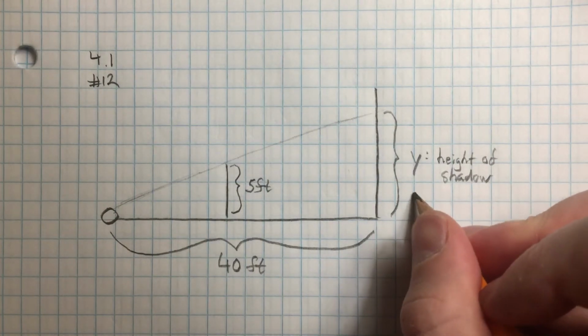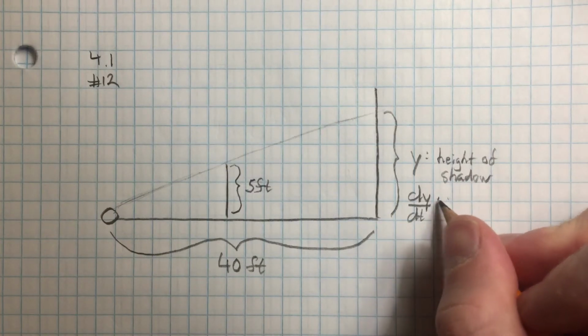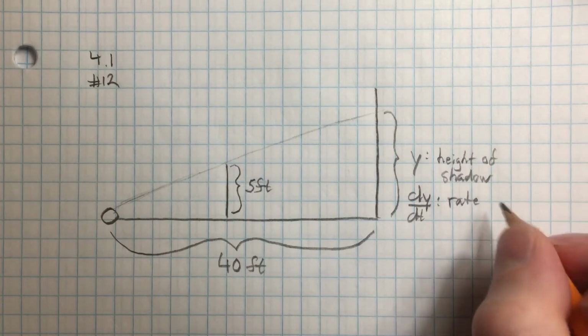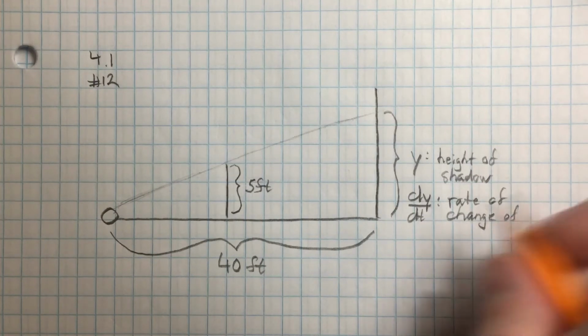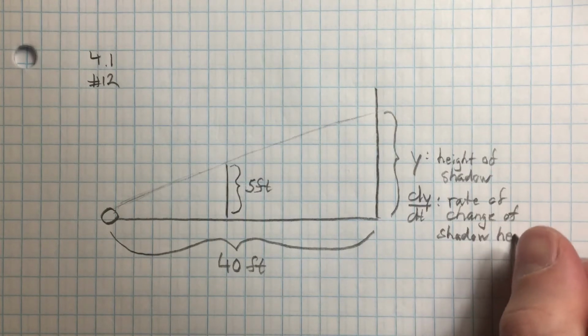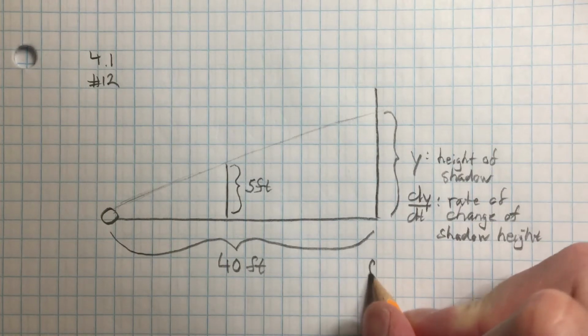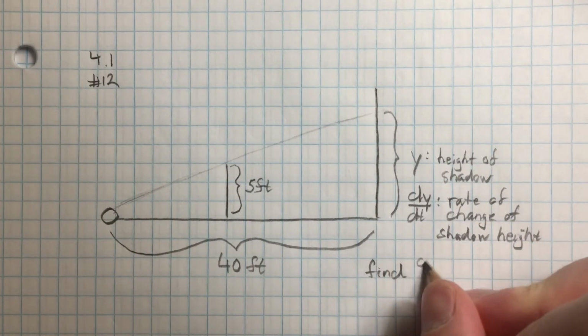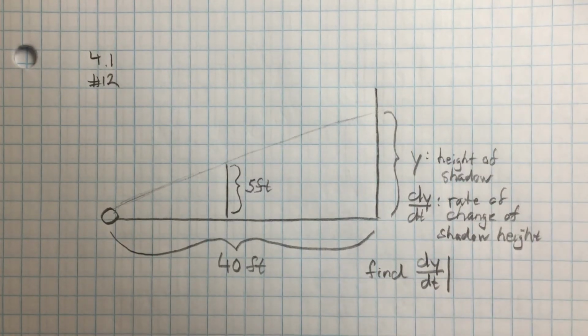So therefore dy/dt is the rate of change of the shadow height. And that is apparently what they want us to find. Okay, so rate of change of shadow height when the person is 10 feet from the wall. So I'm going to go ahead and write that in notation. Find dy/dt when person is 10 feet from the wall.